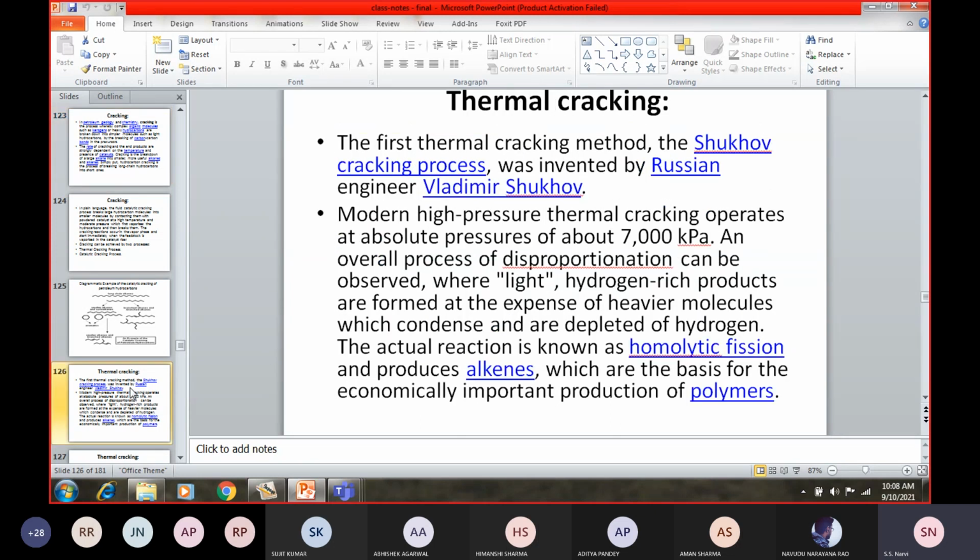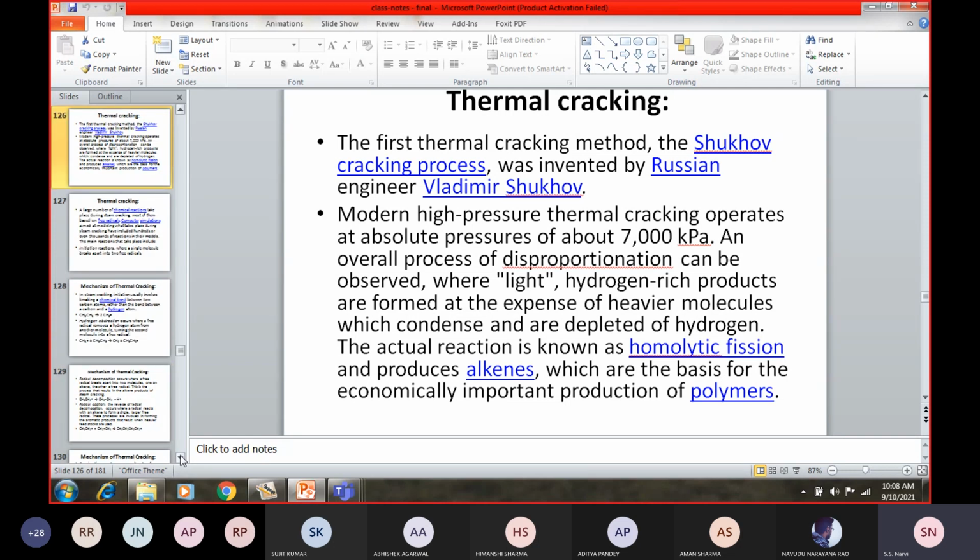The first process is the thermal cracking process, which was developed by Vladimir Shukhov, a Russian scientist. And here he has used thermal decomposition, and the reaction mechanism is homolytic fission, and therefore free radical formation will take place in the case of the thermal cracking process.